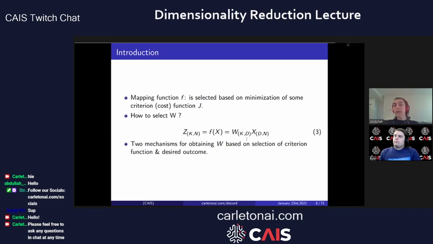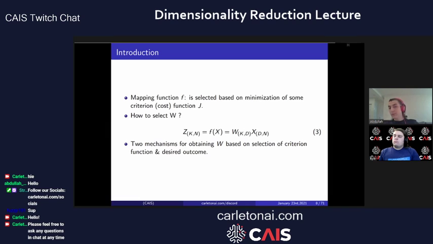So we're trying to find a mapping function. How do we find this good mapping function? Well, to do that, we have to define a criterion or a cost function, an objective function, and we try to either minimize it or maximize it, right? So how do we select W?